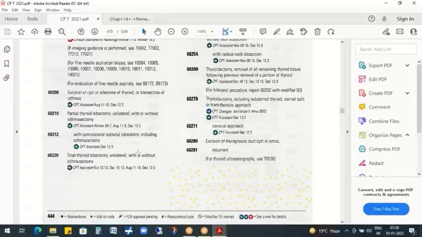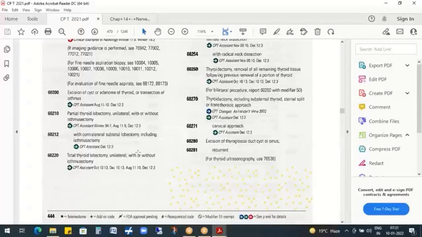60210, only half lobe is removed by the physician. That is partial thyroid lobectomy. 60212 is how we can read this code. Partial thyroid lobectomy unilateral with contralateral subtotal. That means one side half, opposite side half. 60220. What is it meaning? Total thyroid lobectomy. A total lobe they have removed. It may be left side or right side. Like that. The combination code you are getting.